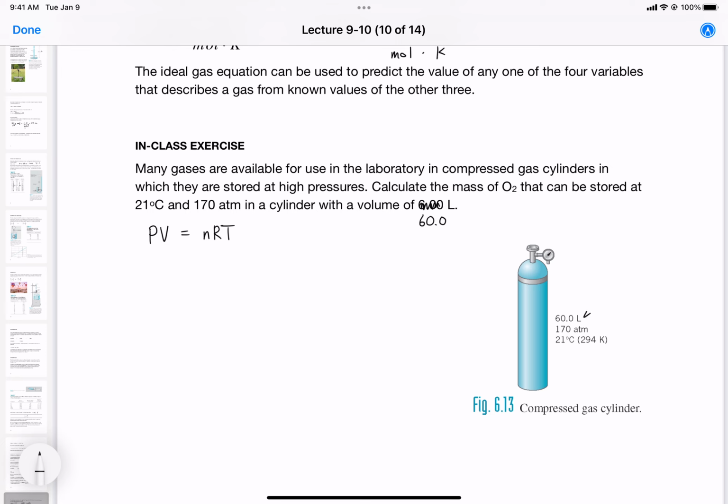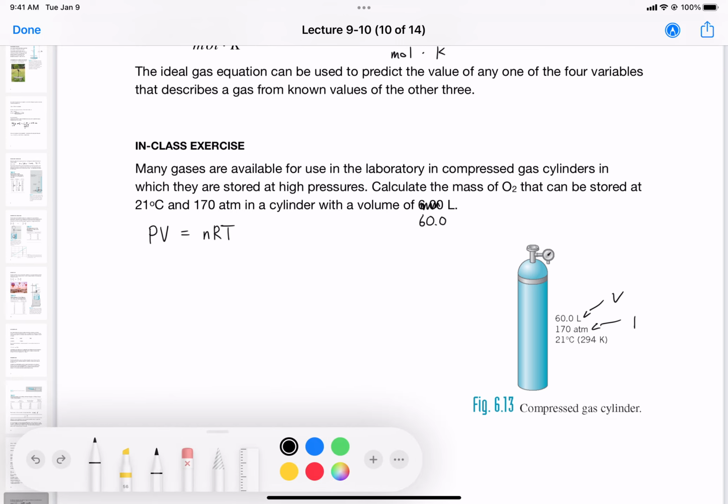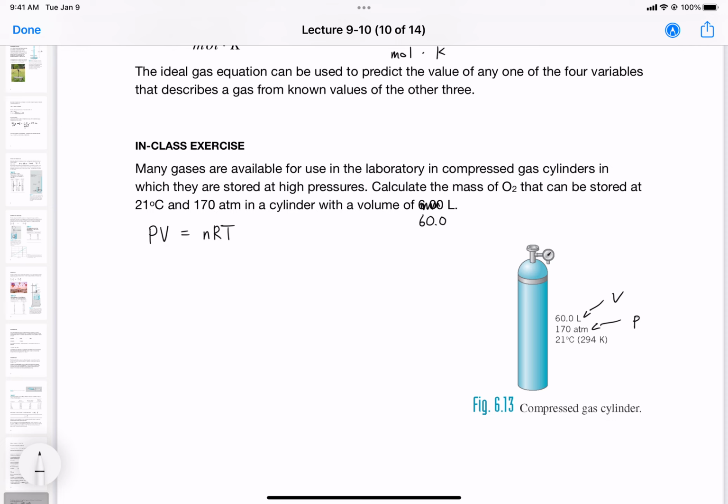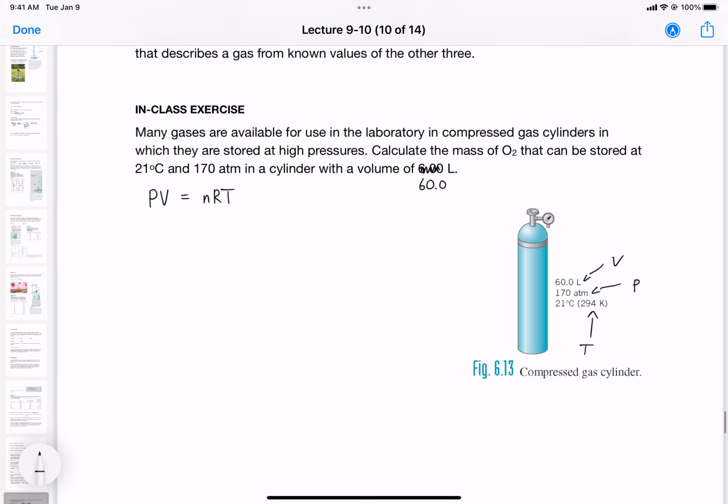If we list all our values here, it's kind of listed for us. This is our volume. This is our pressure, and here's our temperature conveniently converted for us into kelvins. So we can use that now for our equation. PV equals nRT. Let's plug in the values.